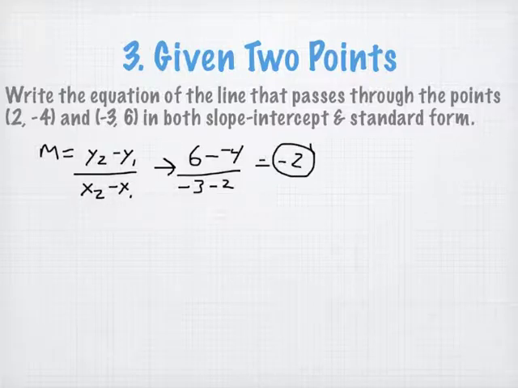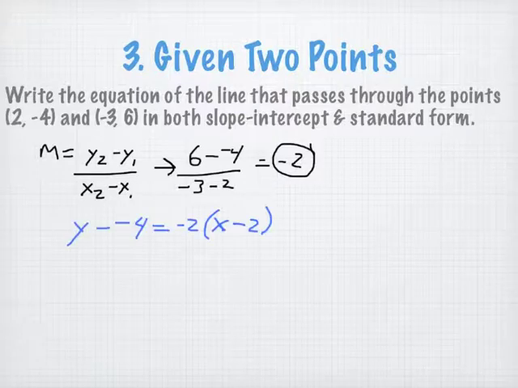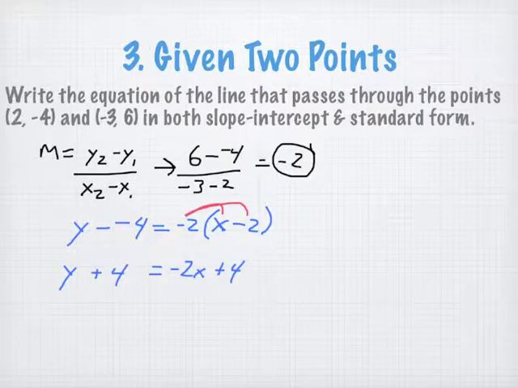And now we'll use that slope. We'll pick one of the points. Doesn't matter which one. We could pick either the first or the second. I'll pick the first just because it's first. And then insert that information into point-slope form. And then, of course, we'll distribute that negative 2. And subtracting 4 from both sides gives us a slope-intercept form of y equals negative 2x plus 0.